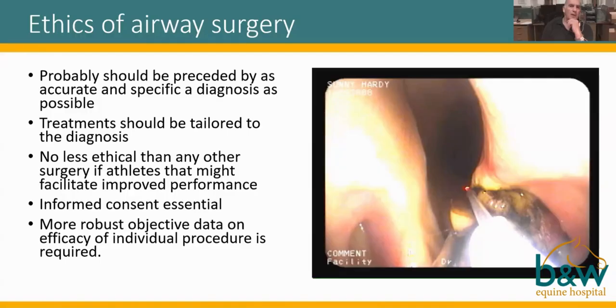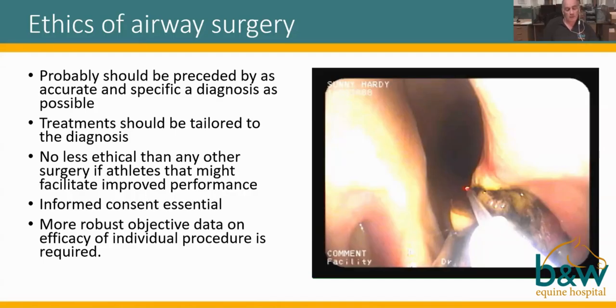But I think if the treatments are preceded by an accurate and as specific a diagnosis as possible, then offering and undertaking the best treatments available is perfectly reasonable. And ideally, the treatment is tailored to the problem that's been diagnosed rather than a slightly more broad approach, which has historically been fashionable in some places. But you've got to consider other surgical or medical treatments, such as joint medication and back surgeries, no differently than this, really. And you could say there's quite a lot of things we do as veterinarians with a pretty poor base of evidence.